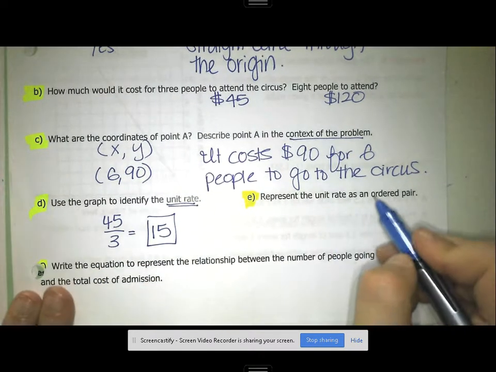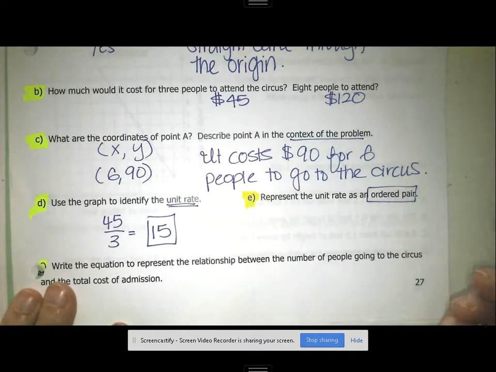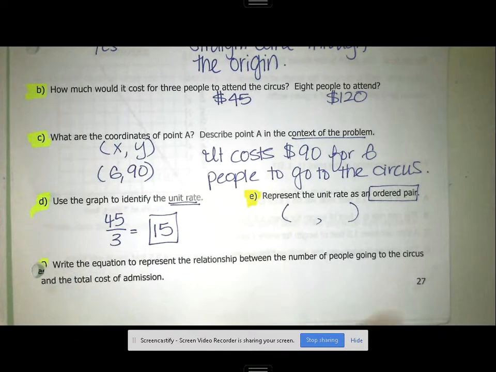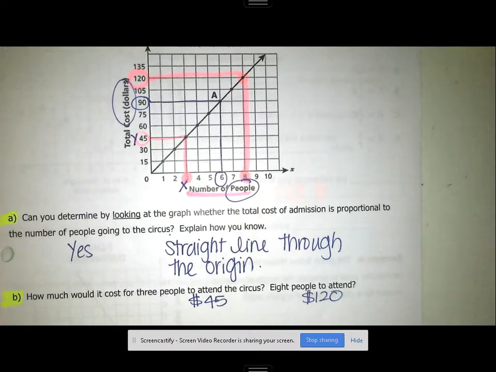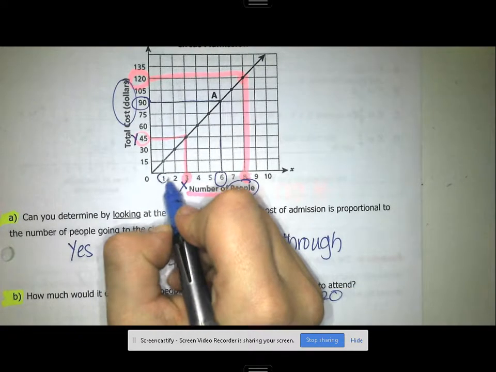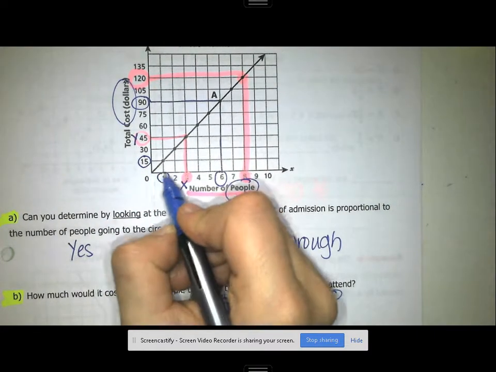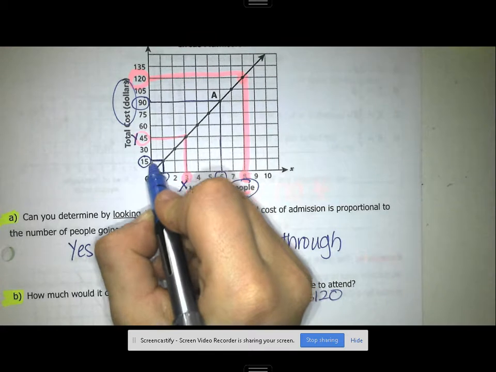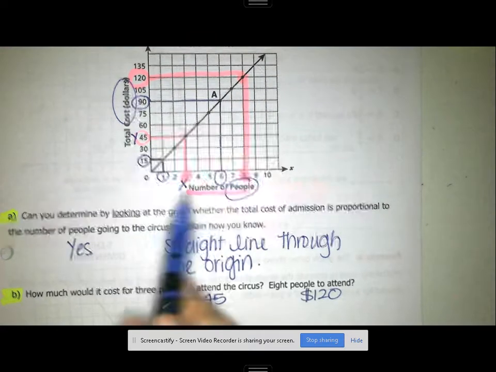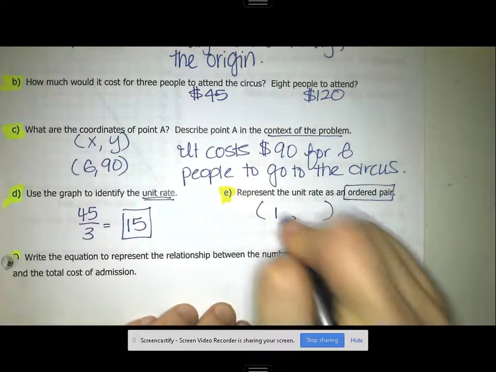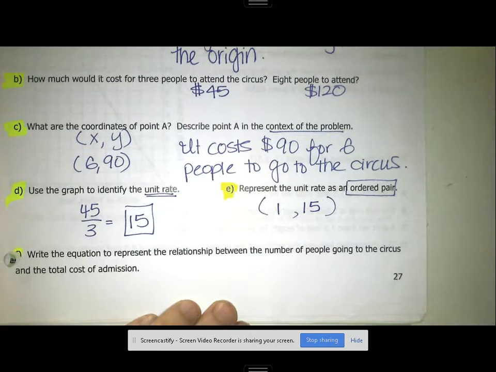Write the unit rate as an ordered pair. Now what that means is you have to write the unit rate as the ordered pair it shows up as. The unit rate is always when X is 1, because whenever X is 1, Y is the unit rate. So this is the unit rate, (1, 15). And what it means is for one ticket, the cost is $15.